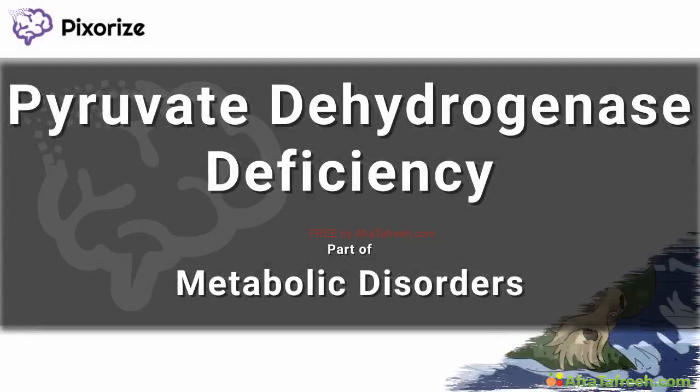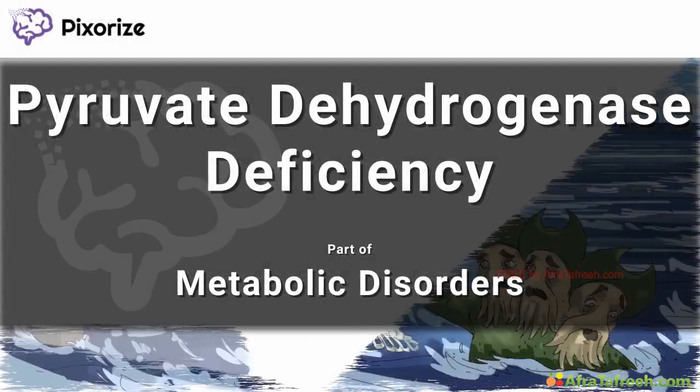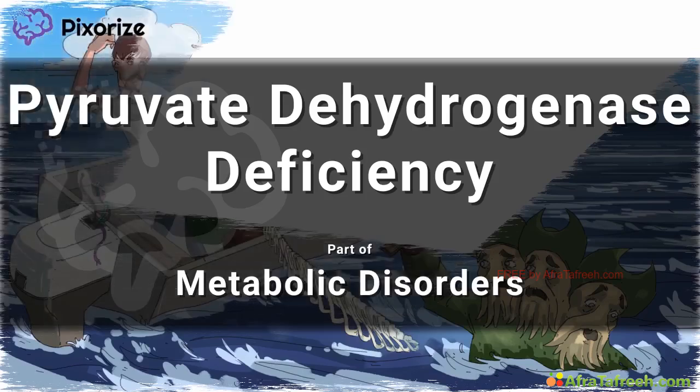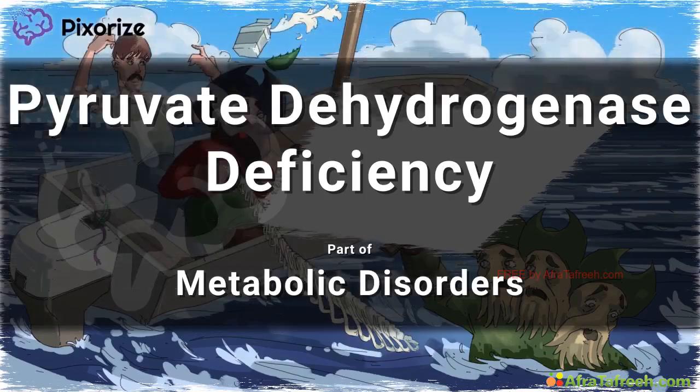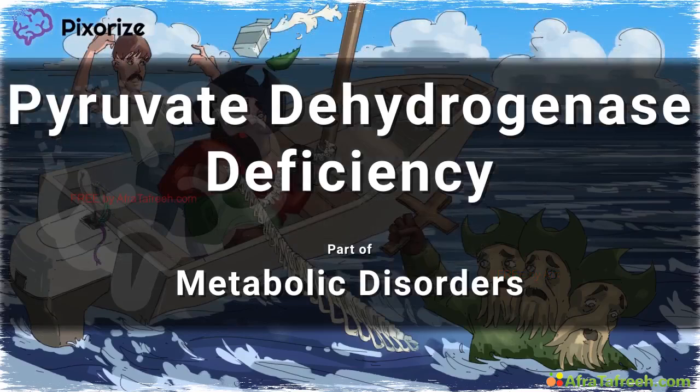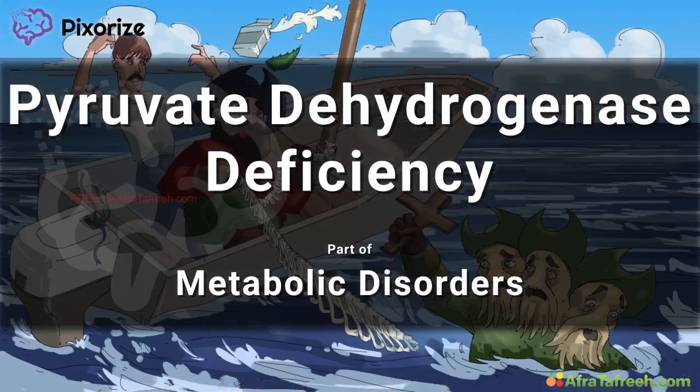Pyruvate dehydrogenase deficiency is a metabolic disorder characterized by the buildup of lactic acid, as well as a variety of neurologic problems. I'm going to give you a visual mnemonic to help you remember this disease so you'll be ready for test day. If you haven't already watched our scene on pyruvate metabolism, I would recommend starting with that one first, as it gives some contextual understanding about why this disease matters.